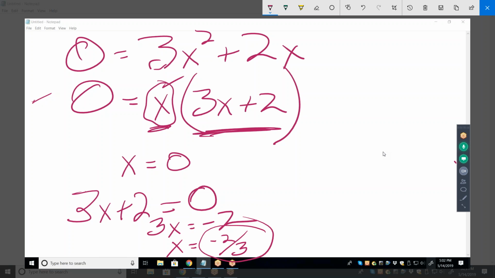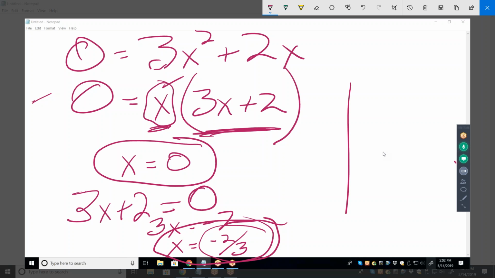So we have two answers. There's two zeros. There's that one, and there's that one right there. Which means this parabola goes through this point, and it goes through some point over there, so it must look something like this.